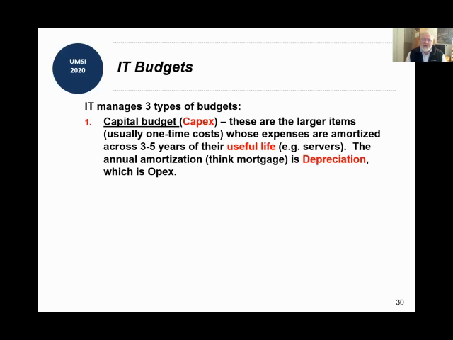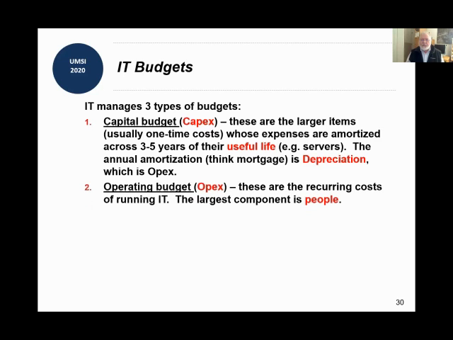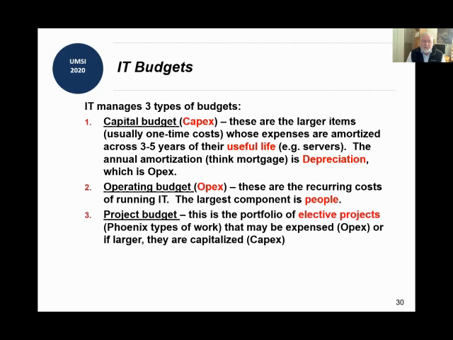So the depreciation is the monthly portion across a 3 or 5 year horizon, and then the depreciation also counts as operating expense, which is the next category, Opex for short. And these are the recurring costs of running IT. And the largest component, as you might expect, in an IT department is the salary costs, consulting, temporary costs of people. Typically over half the IT department's cost.